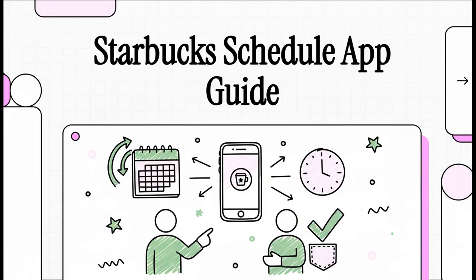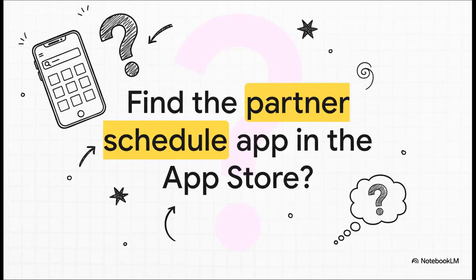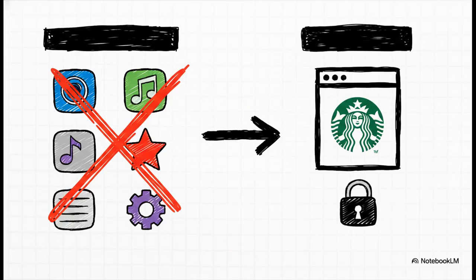right in your pocket. So let's just address the number one question right out of the gate. You've probably gone to the App Store, typed in Starbucks Partner Hours, and come up with nothing, right? Yeah, you're not crazy. It's not there. And that's because it's an internal company app, not a public one. So let me show you the secure, official way to actually get it on your phone.